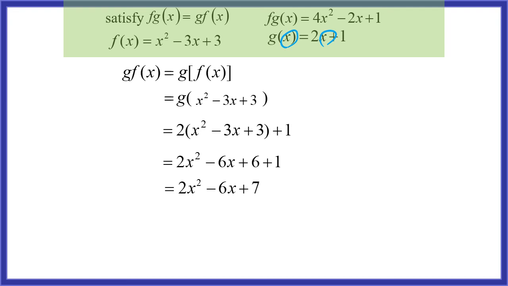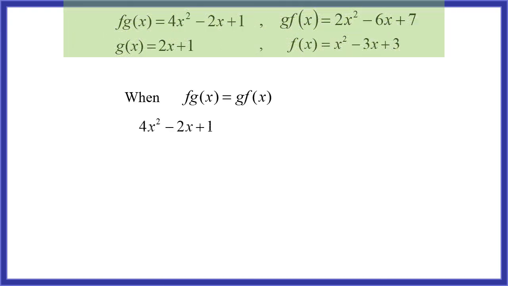The next question: subsequently find the value of x such that f(g(x)) is equal to g(f(x)). So what is f(g(x))? It is given in the question: f(g(x)) is equal to 4x squared minus 2x plus 1, and we equate it with g(f(x)), which we found in the first part to be 2x squared minus 6x plus 7. Now we just have to simplify and factorize to get x, because this is a quadratic equation. For a quadratic equation, we have to make sure the right side equals 0, so I bring everything to the left side.